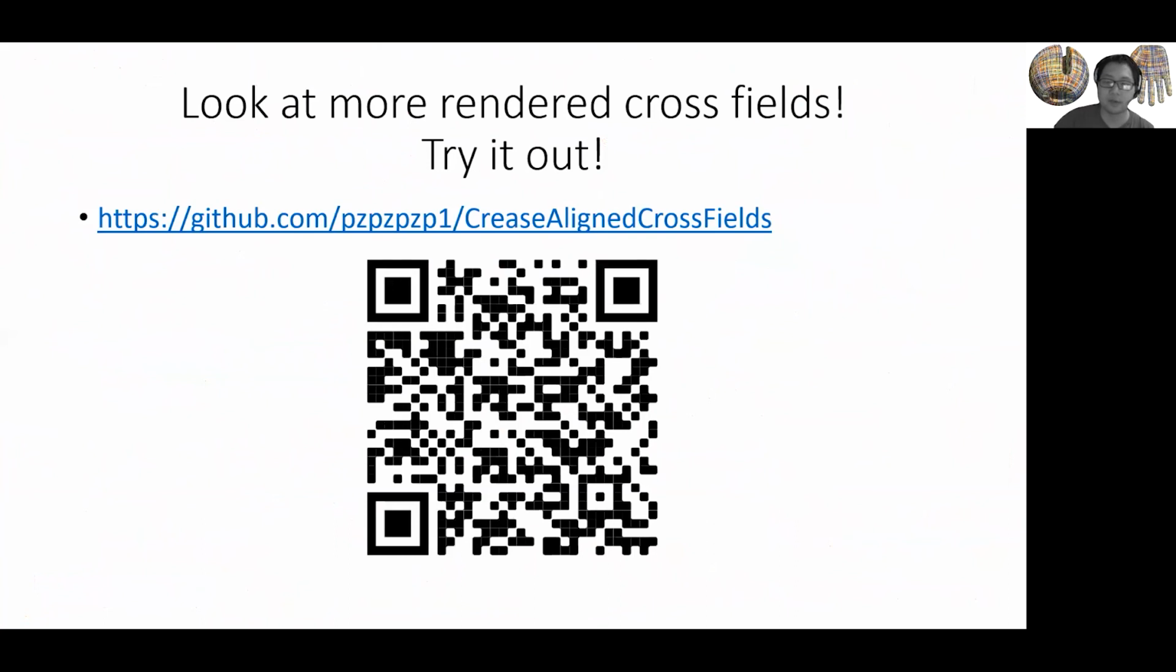Instead, all of these experimental results, as well as code, can be found on our GitHub link. I hope some of you would be incentivized to take a look or try it out, and hopefully after this, you'll start to see that crossfields are everywhere.